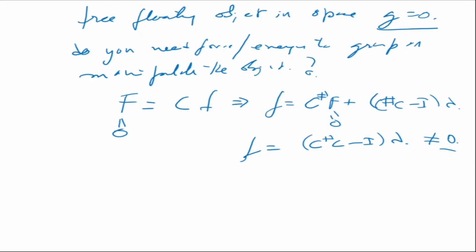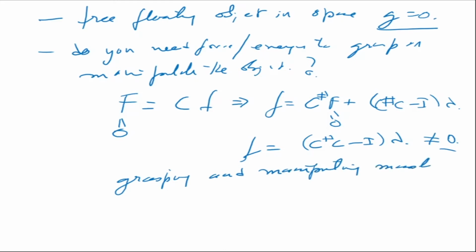That means even if you want to grasp an object which does not weigh anything, you still have to apply force, which is against our perception of reality. So grasping and manipulating a massless object still requires force! Which is very strange. Why? Because this term never becomes equal to 0, and that is in the null space of C.